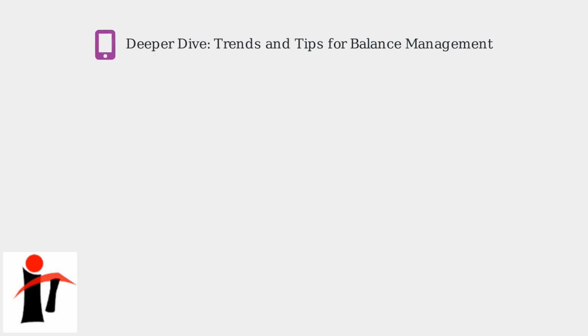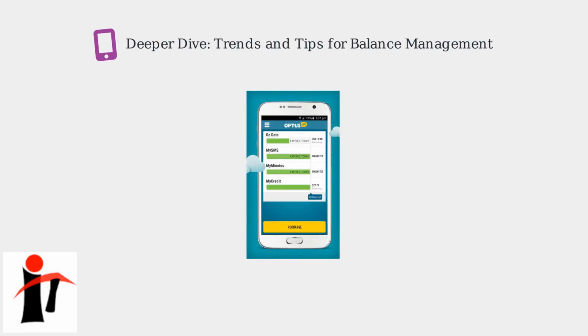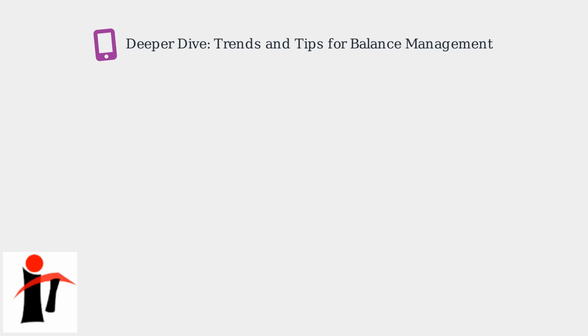While all methods work, the My Optus app is becoming the preferred way to check balances, accounting for 70% of all balance checks in 2025. This is because of its extra features and ease of use. Keep an eye out for app updates that include AI-powered predictions, like alerts for optimal recharge times.